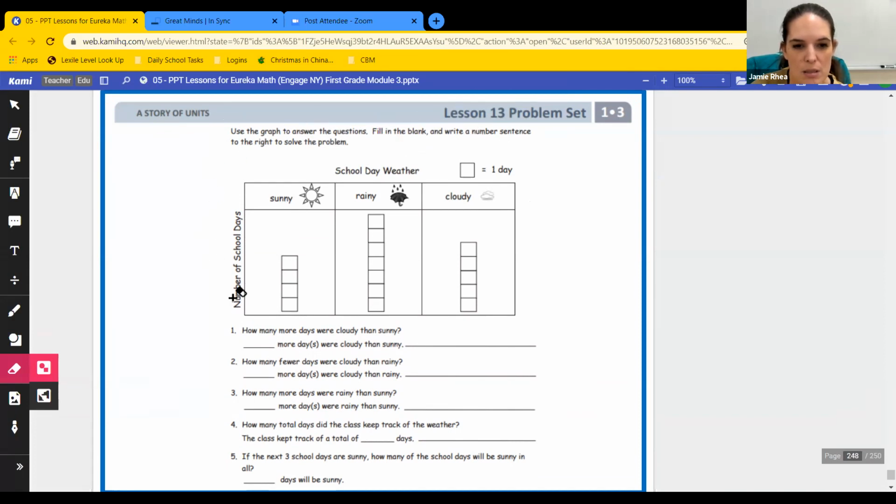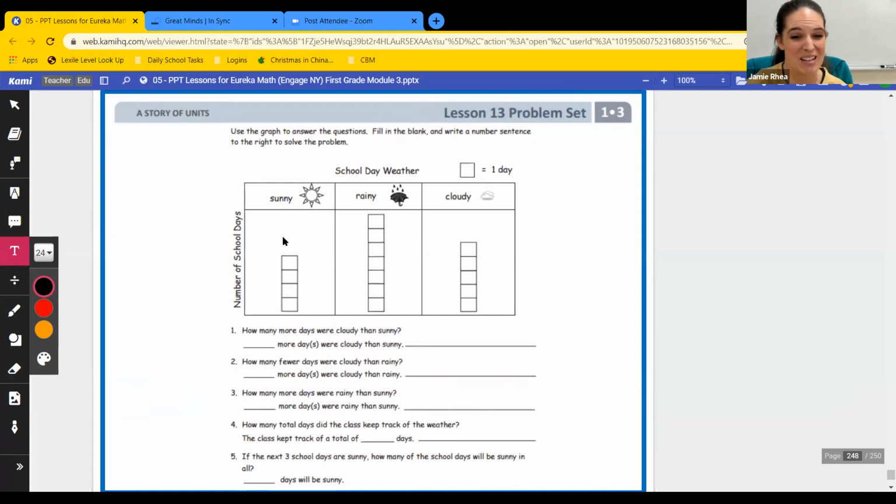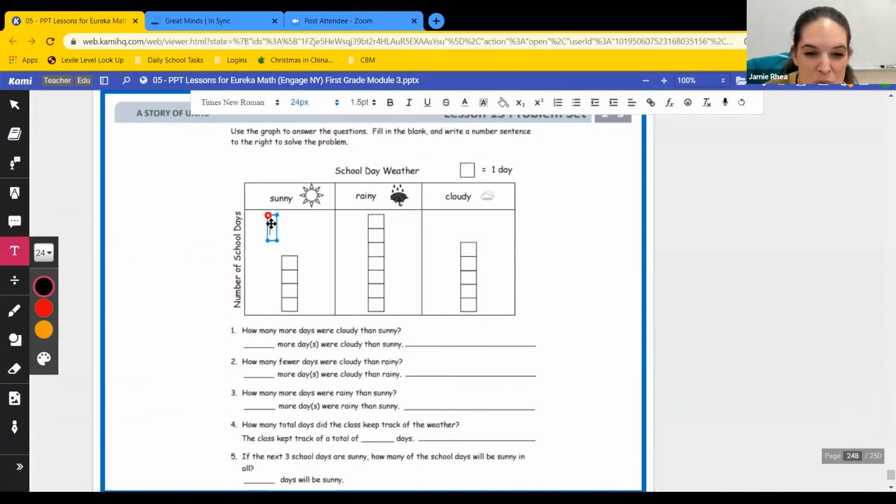Okay, so here is our graph. And I want you to notice this box right here, it says equals 1 day. So each box is 1 day, okay? So now, before we started, let's count up and see how many are in each one. So how many number of school days were sunny? Let's count. Ready? 1, 2, 3, 4. We know there are 4 days that were sunny.